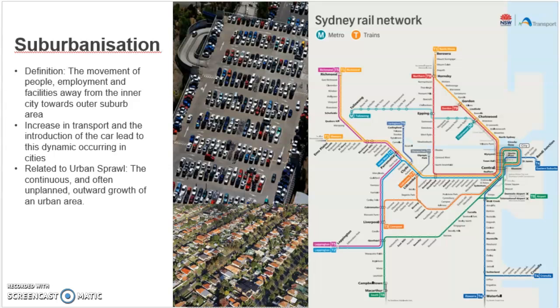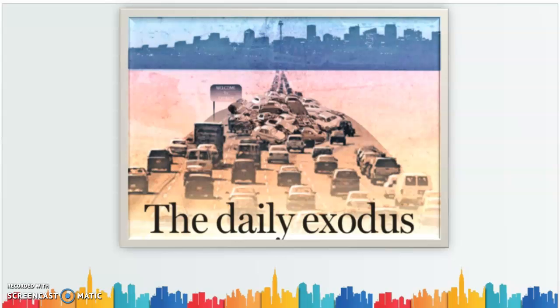Before I mention urban sprawl, urban sprawl is quite similar to suburbanisation. It refers to the continuous and often unplanned outward growth of an urban area. I included this image because I thought it was quite an interesting way to illustrate the idea of suburbanisation and the commute from suburbs into the CBD. Obviously this image is not real, however it symbolises the growing population and reliance on cars rather than public transport and what issues could occur in the future.